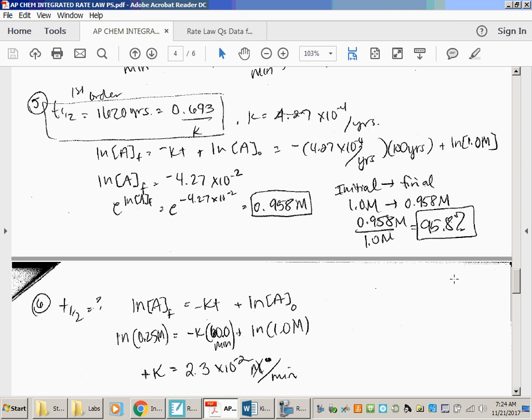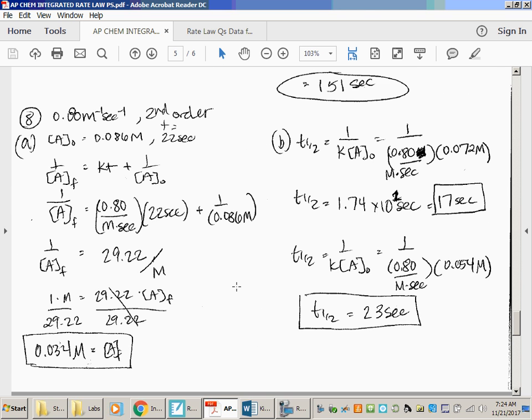So not much changed. So your job is to figure out how much of the original was left, I think that's how this was phrased. So final over initial gives you the fact that you actually only had very little that reacted, so 95.8% is remaining. Are we good here? Okay, and then lastly, 8. I heard cries for help on 8.